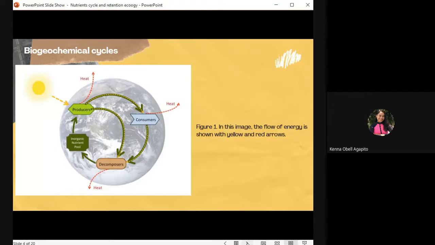In this image, the flow of energy is shown with yellow and red arrows. Yellow indicates usable energy and red indicates energy lost in the unusable form of heat, while the green arrows show the continual recycling of chemical nutrients. So the energy flows directionally through the ecosystems, entering as sunlight and leaving as heat during the transfers between trophic levels.